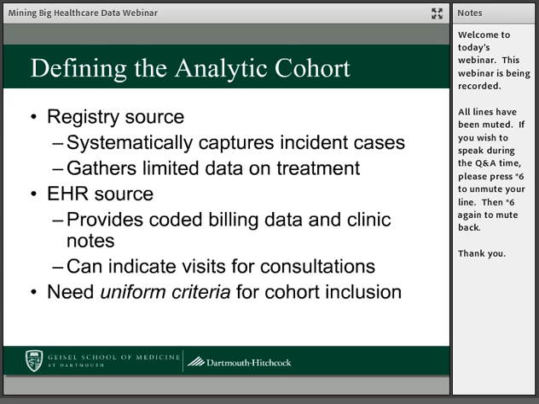One of the challenges we have with the registry source, though, is that it doesn't gather information about treatment. So if we're looking at treatment from the perspective of the healthcare provider, the breast cancer may have been diagnosed somewhere else, not be caught in the registry, and then the patient's still being treated at the institution. So that patient is missing from the cohort if we don't consider the treatment factors. So the EHR data, the other source of data, provides these coded information and the clinic notes, as I mentioned. And it can also indicate when patients came in for consultations and had not necessarily been diagnosed at that institution.